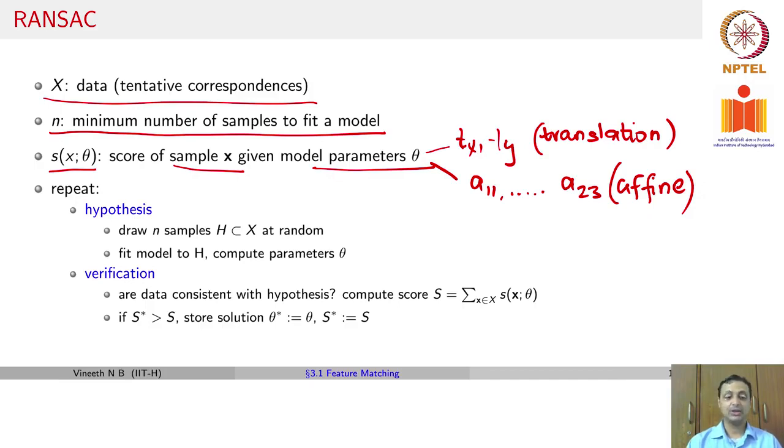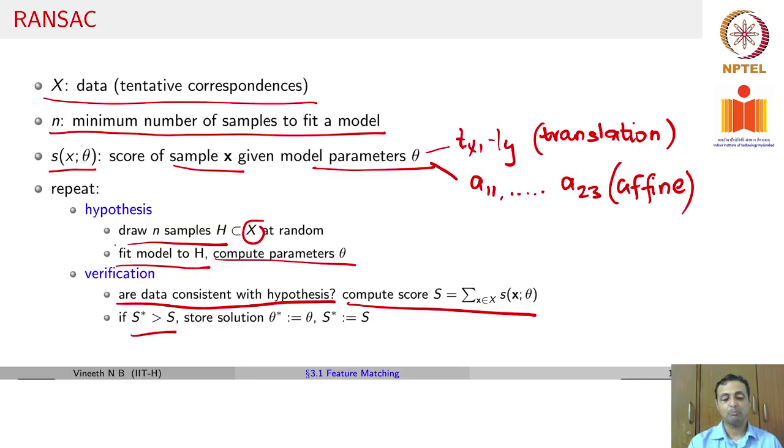So what RANSAC says is you start with a hypothesis, verify the hypothesis, and keep iterating and storing the best hypothesis so far. So you draw n samples from x at random. Let's call that set of n samples h. You fit the model to h and compute the parameters. If most of your data are consistent with this hypothesis, you compute a score. If this score was better than the earlier score, you make the new hypothesis the best hypothesis, and you keep repeating this process.